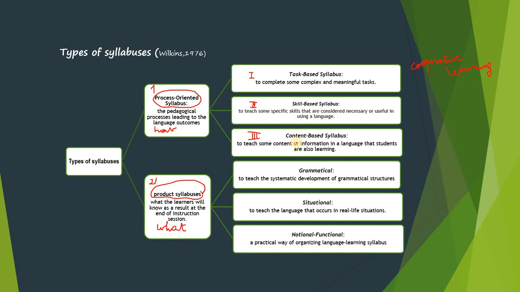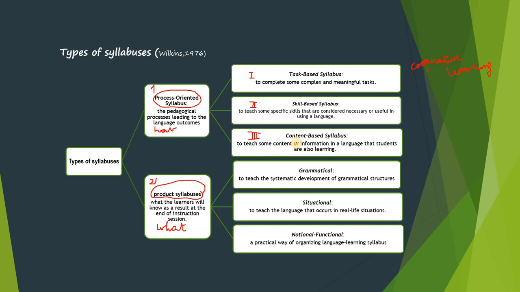Type number 3, content-based. The content-based syllabus is normally designed mainly to teach some content or information in a language that the learner is learning. So the students are simultaneously the language students, of course, and the students of whatever content is being taught. So they study the language, they learn the language, and they learn about the language.